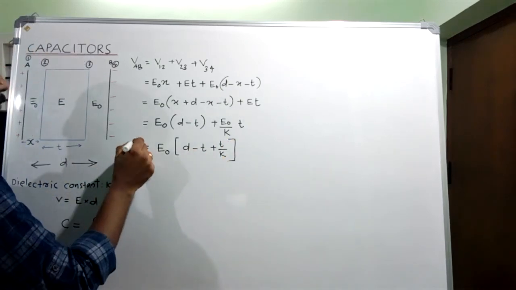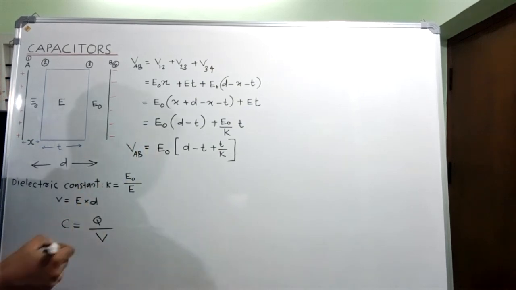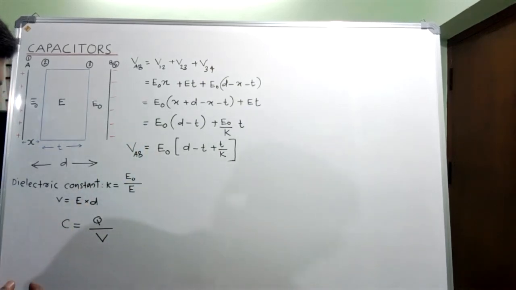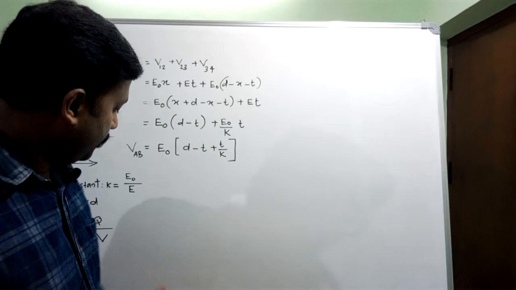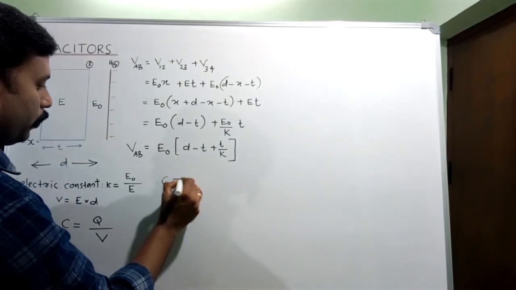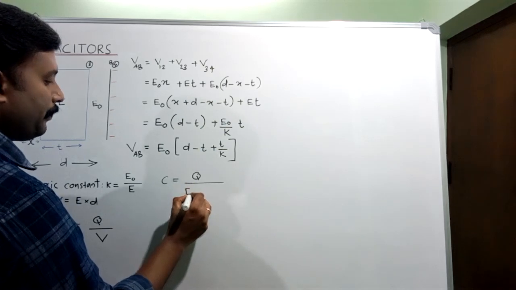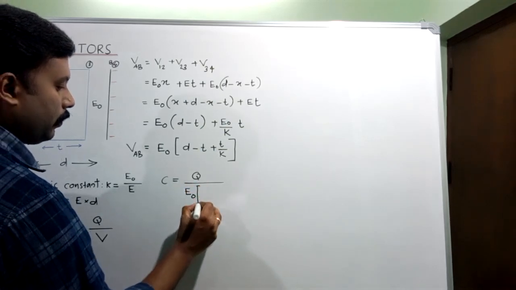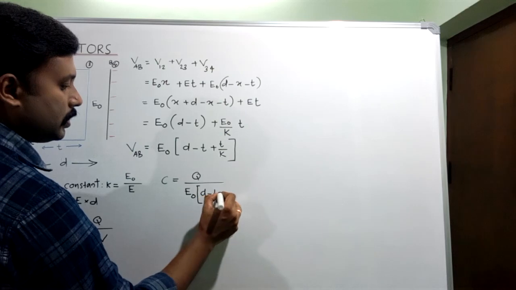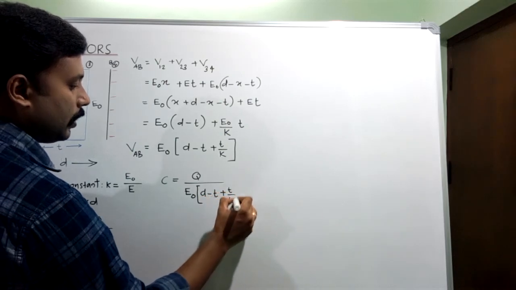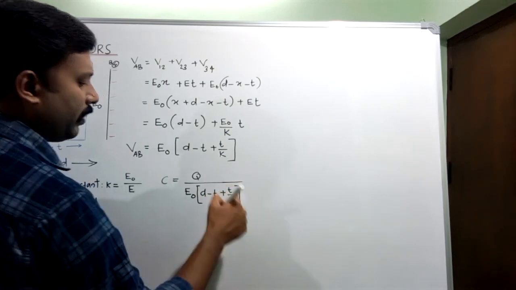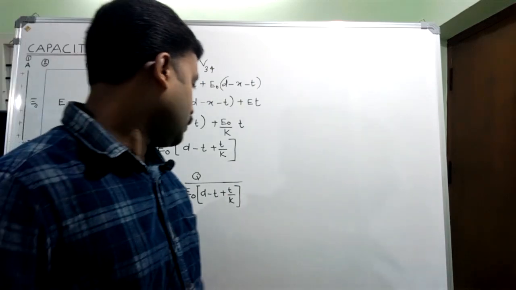So this is the total potential difference between the plates A and B. In order to find the capacitance, C is equal to the total charge Q divided by the potential, that is E0 into (D minus T plus T by K), where K is the dielectric constant.